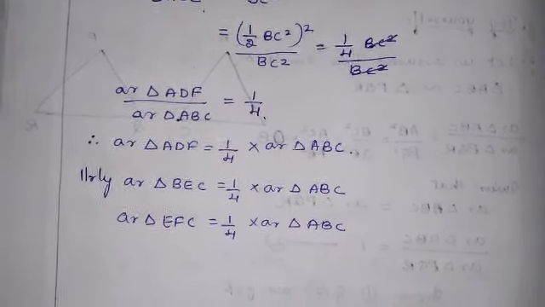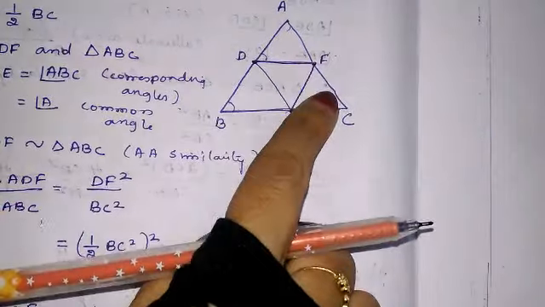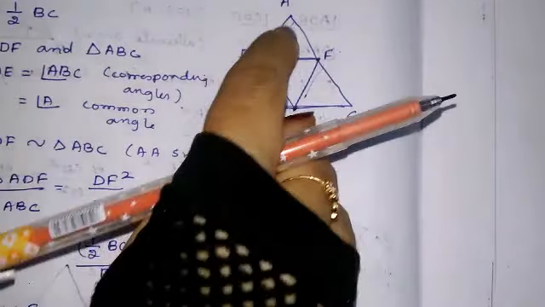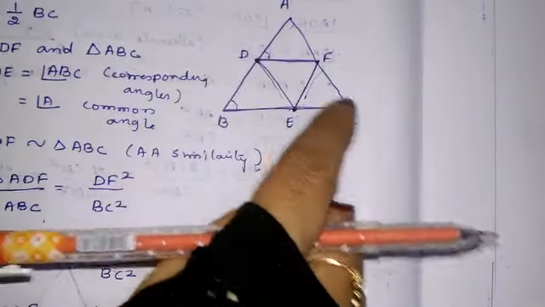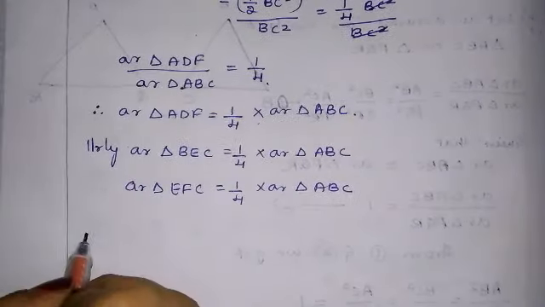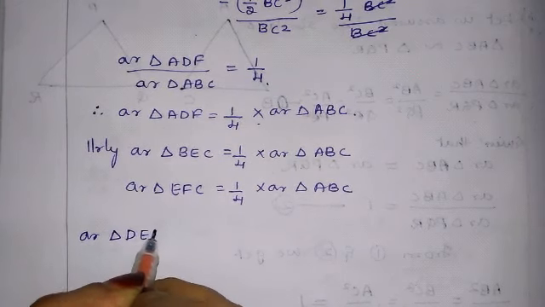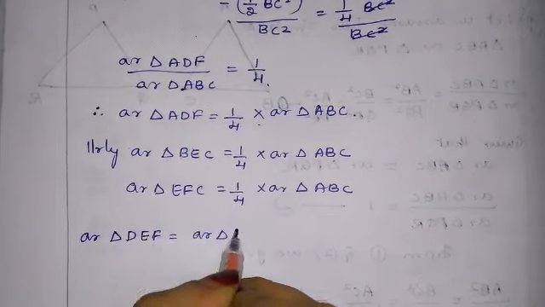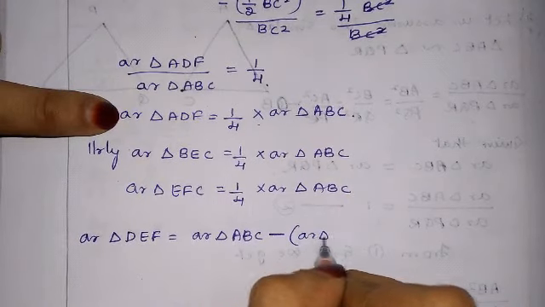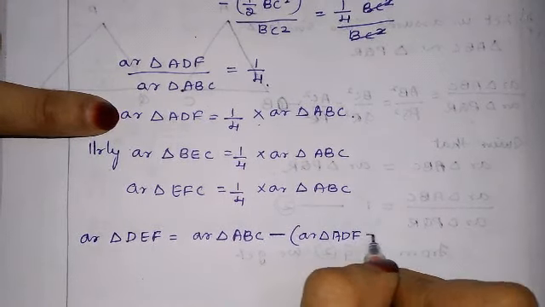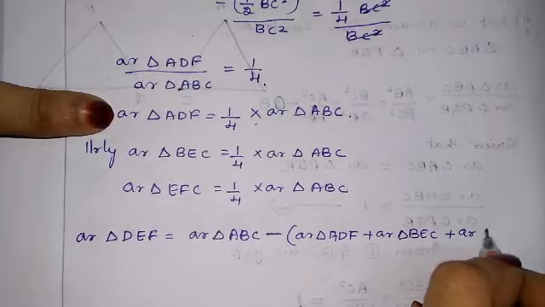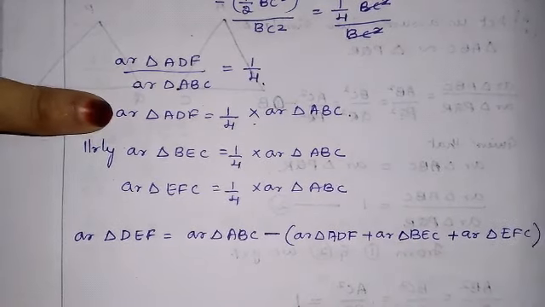Now actually they have told us to find DEF. We can see here in the figure, to find the area of triangle DEF from this big triangle we have to remove these three triangles. This and this triangle, if we remove, we get the area of this triangle. Let us remove. How will we remove? Area of triangle DEF is equal to, from the big triangle, area of triangle ABC, minus all these triangles we have to remove: area of triangle ADF plus area of triangle BEC plus area of triangle EFC. These three triangles we have to remove.